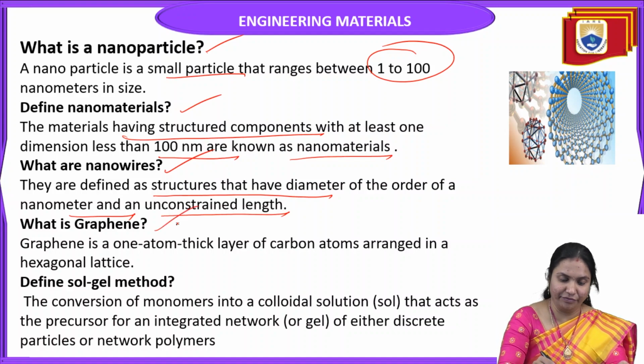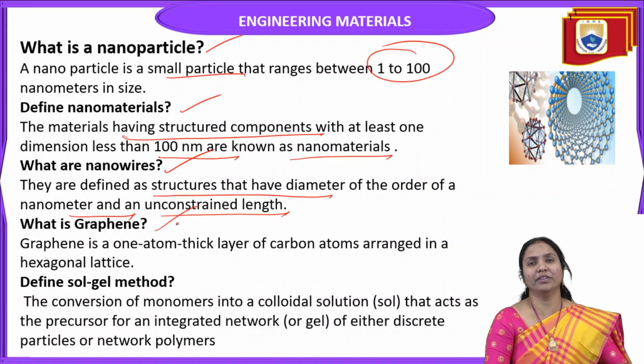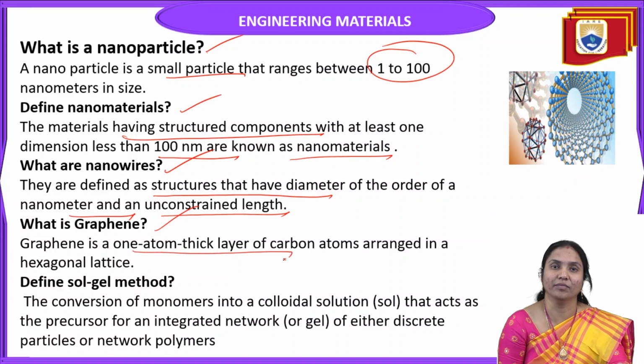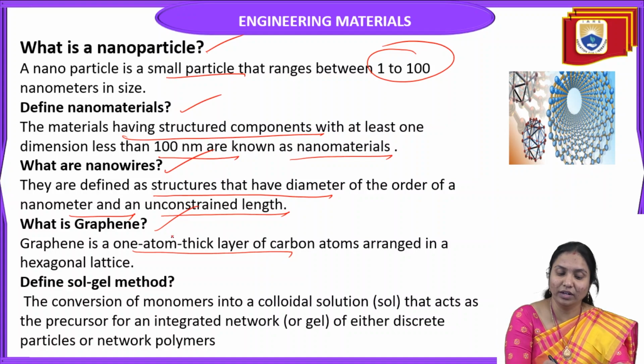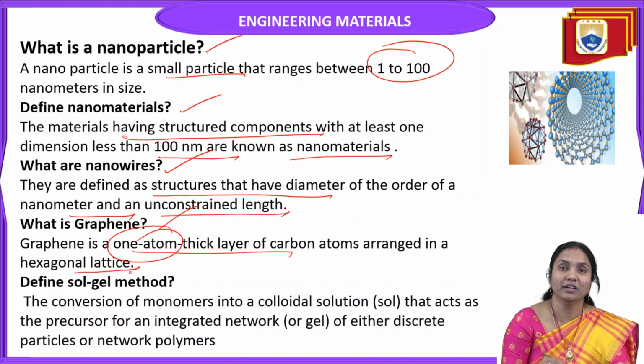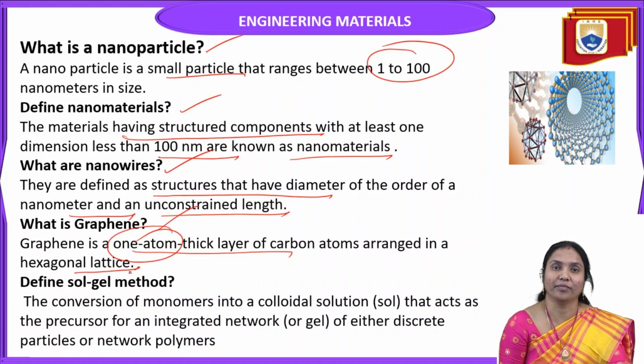What is graphene? Graphene is a one atom thick layer of carbon atoms arranged in a hexagonal lattice.